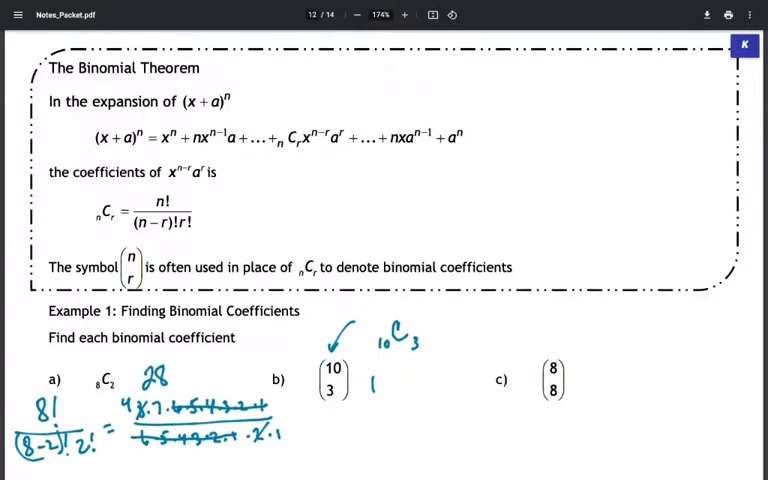I'm going to get 120 when I type that in. When you do this one, you're doing C here, 8 here, and 8 here, and that one's going to give you 1 when you type it in. All right, let's see how we can use this.